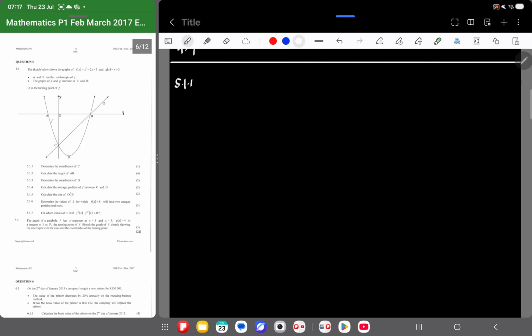5.1.1 says determine the coordinates of C, the y-intercept of both g and f. It's only one mark. For the y-intercept, you set x equals 0. You can use any of the graphs. I will use g of x. x equals 0 there, then y will be equal to 0 minus 3. y will be equal to negative 3. So the coordinates will be 0, semicolon, negative 3.